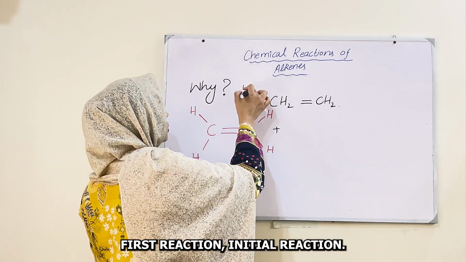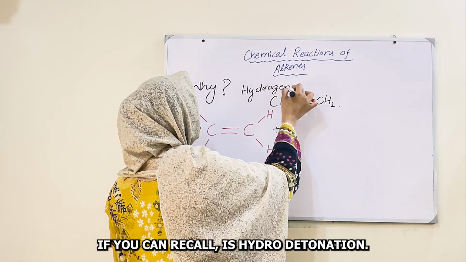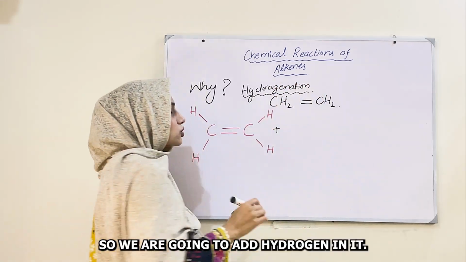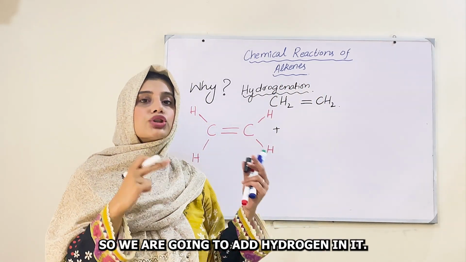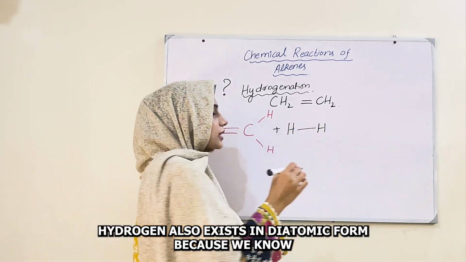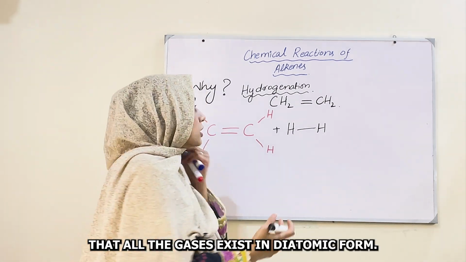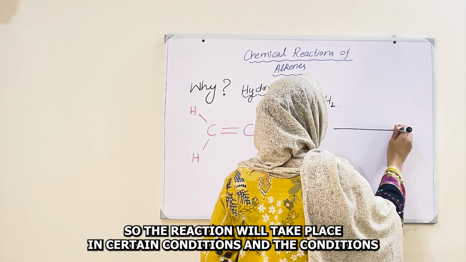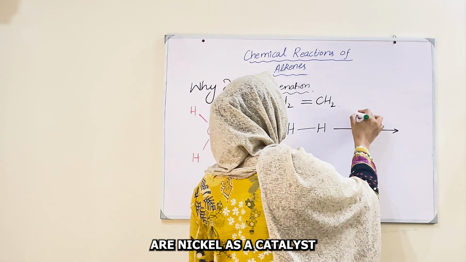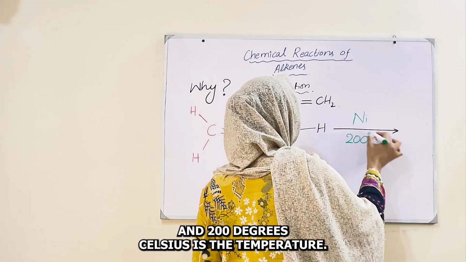The first addition reaction, if you can recall, is hydrogenation, which means addition of hydrogen. So we are going to add hydrogen to ethene. Hydrogen also exists in diatomic form, because all gases exist in diatomic form. The reaction will take place in certain conditions: nickel as a catalyst and 200 degrees Celsius temperature.